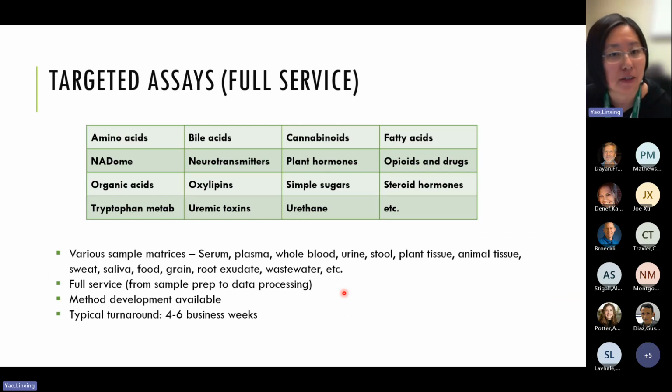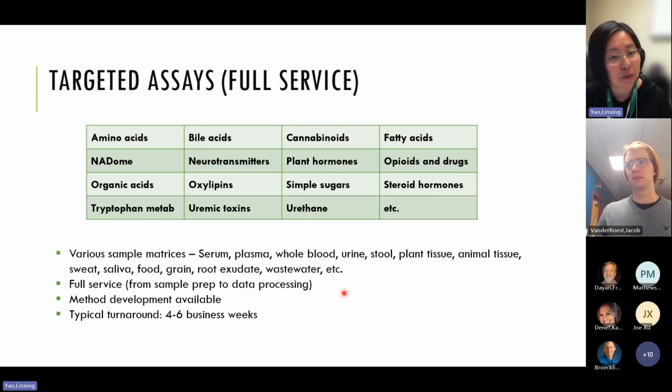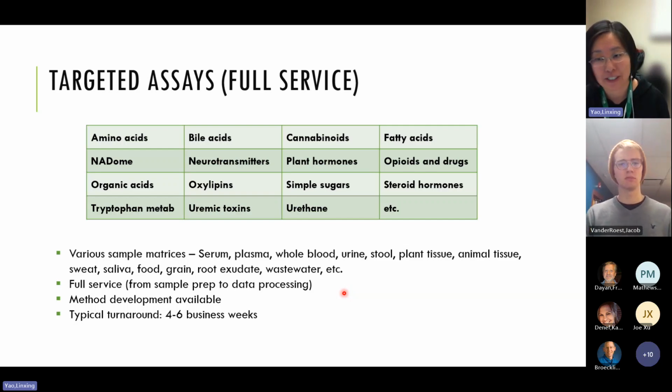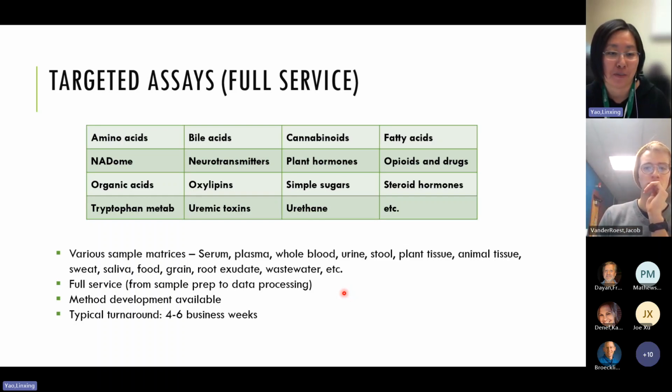So at the end of this talk, I would like to present a few examples of established targeted assays that are available at ARC. By full service, it means that we take care of everything. We do from sample prep to data processing, and we return an Excel table of analyte concentrations back to you. And we have worked with various sample matrices, broadly speaking. In this, method development is also available as a service.